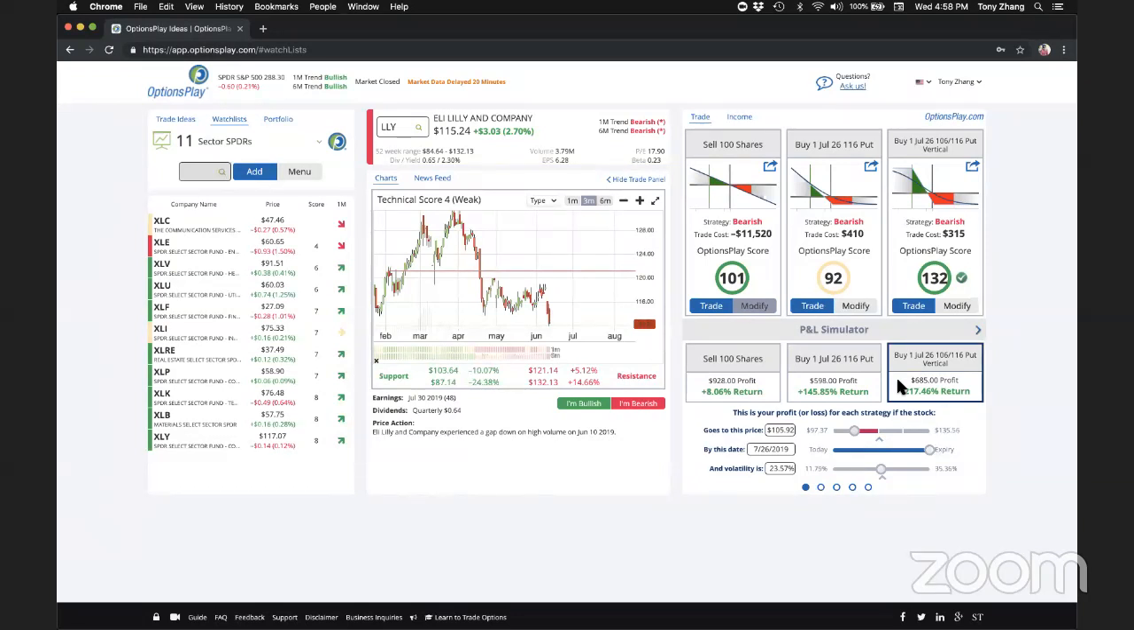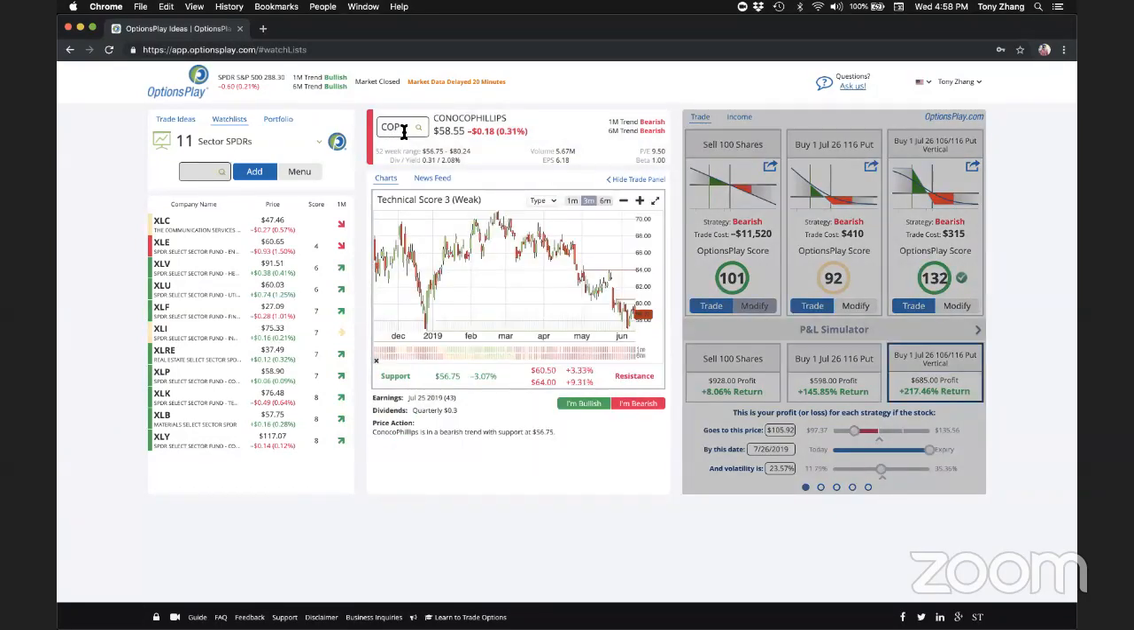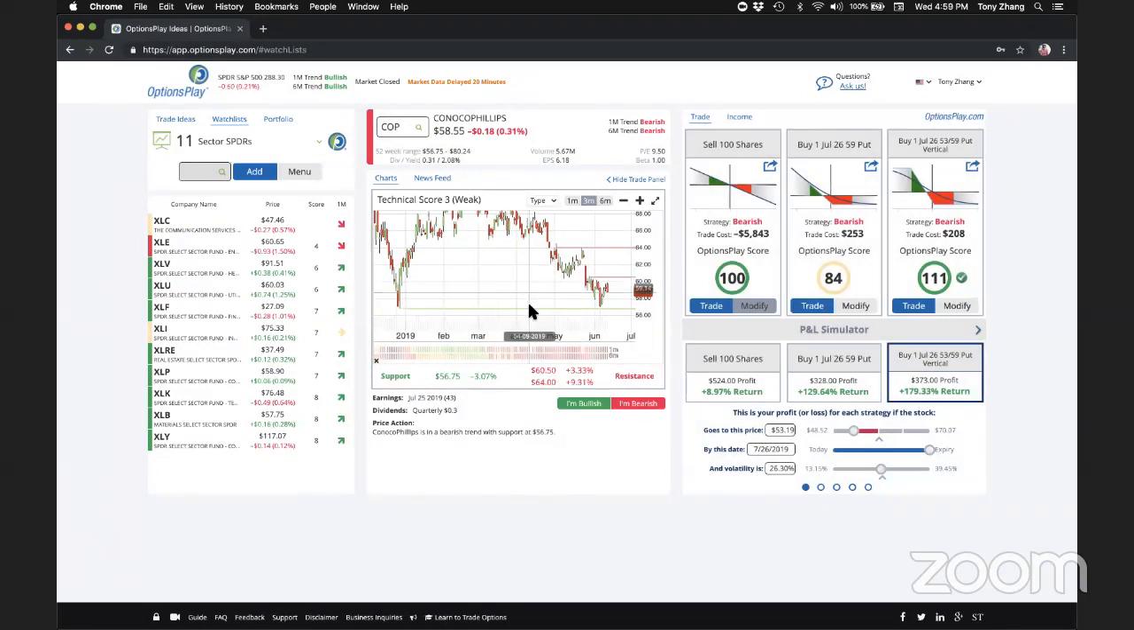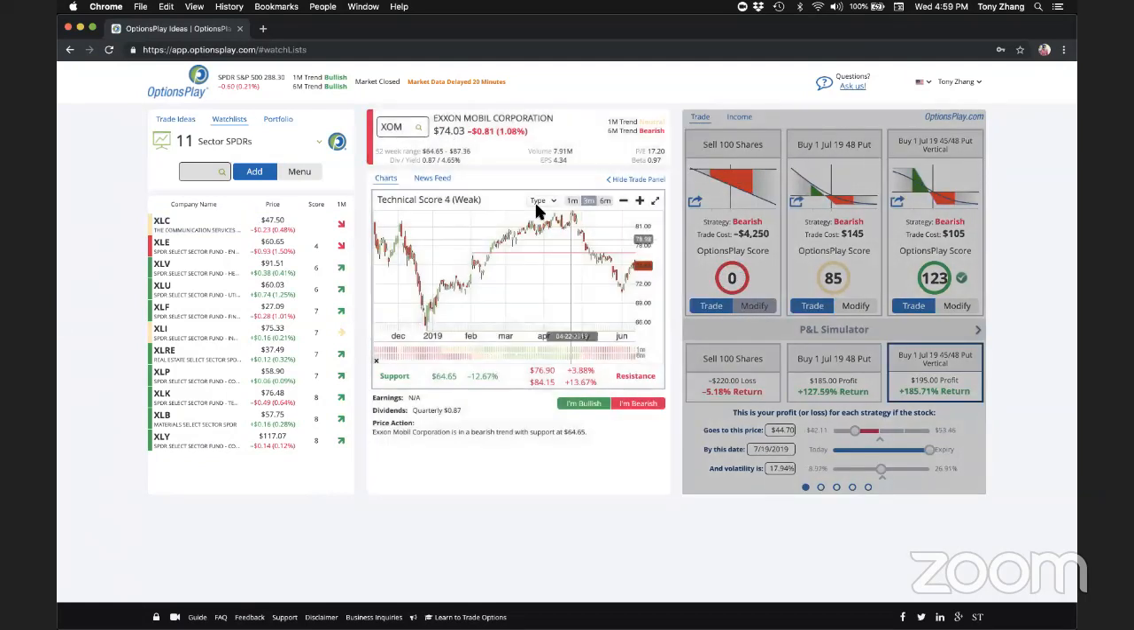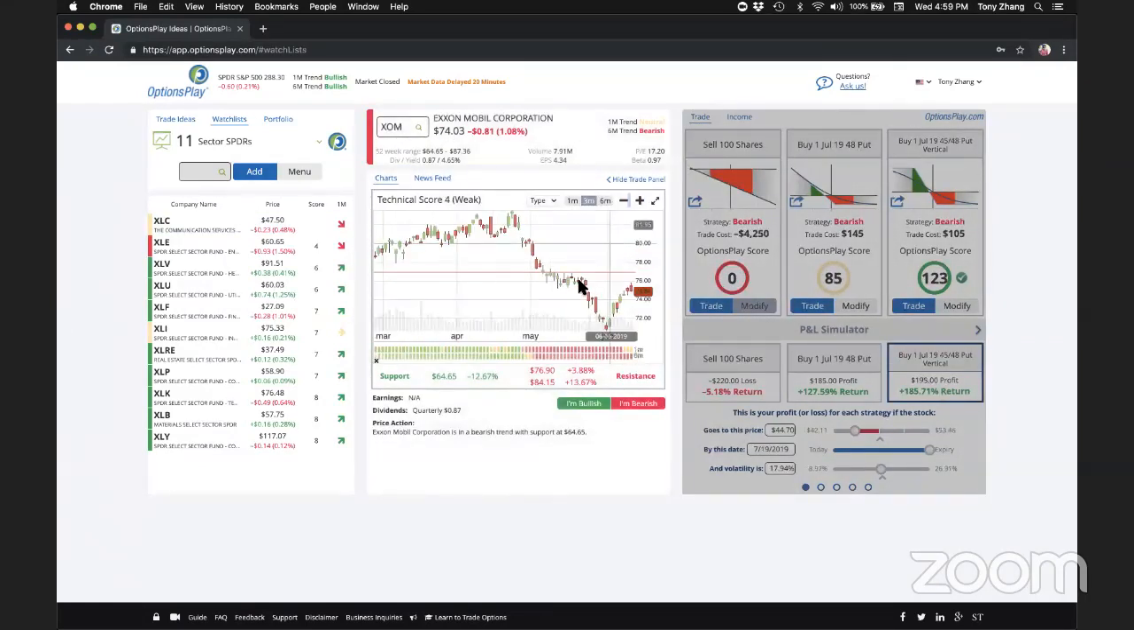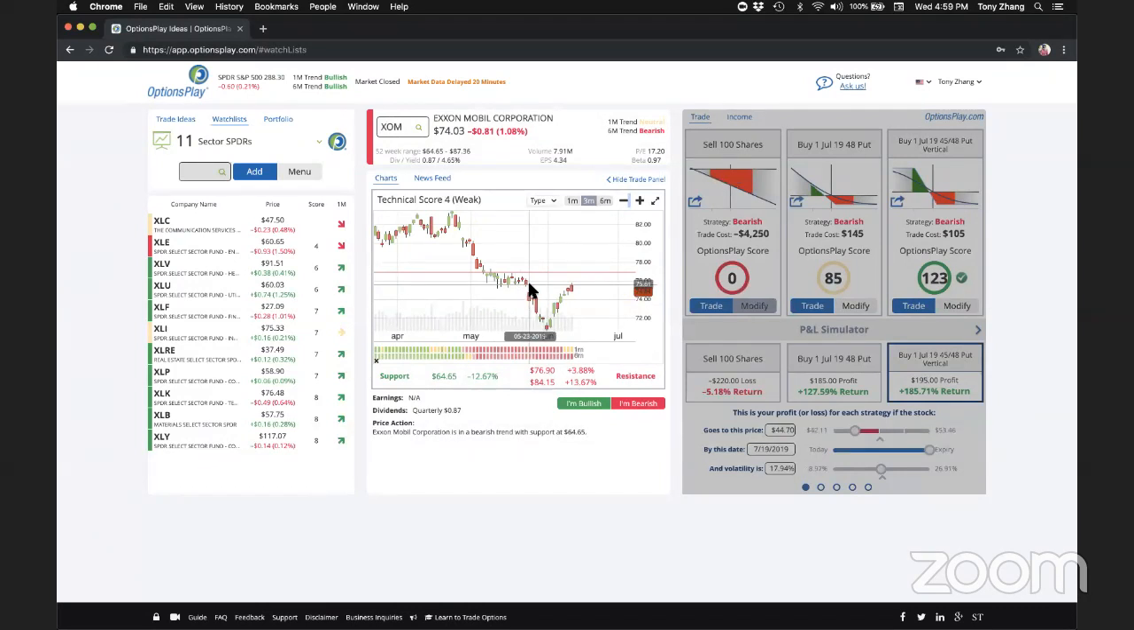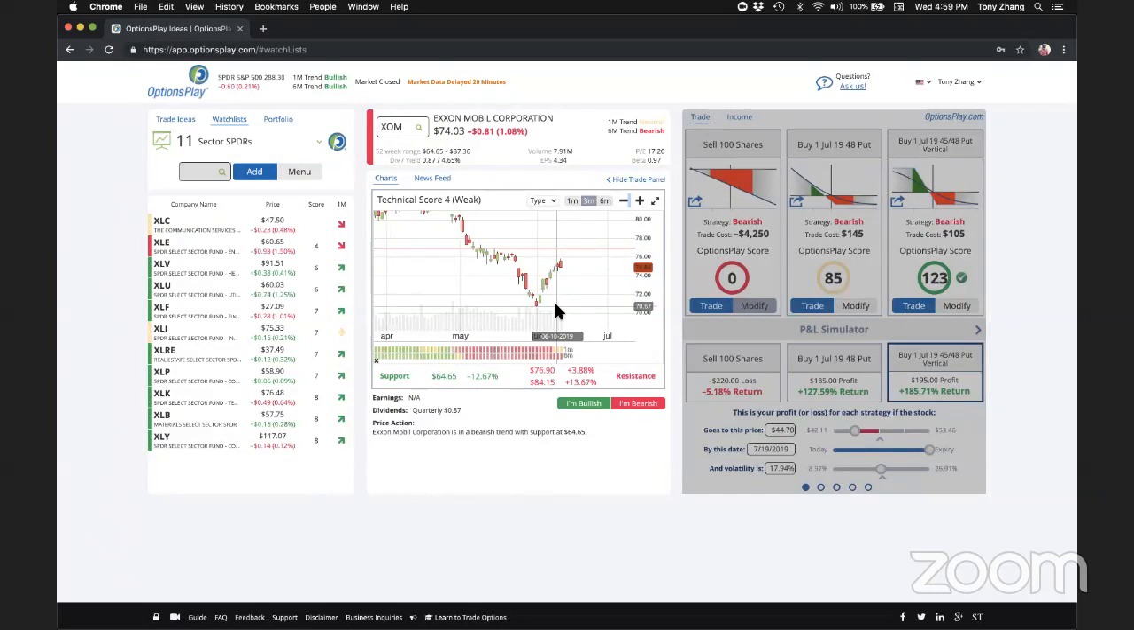And I'll do one last example just to show you how simple it is to utilize this tool. I'm looking at ConocoPhillips, an energy stock that really sold off significantly over the last few weeks. Or maybe I'll go to ExxonMobil, because that was the stock we were looking at before. Let's look at ExxonMobil. Like I said before, ExxonMobil recently got rejected around that 75 level, trading at 74 right now. I think this stock can easily make a crack back around 70 or so.